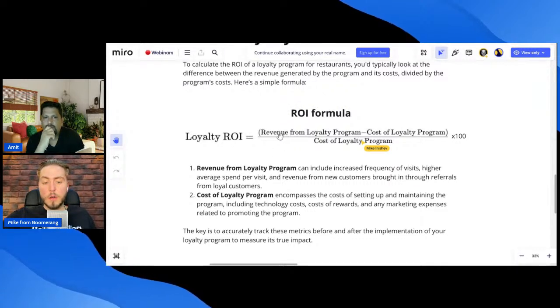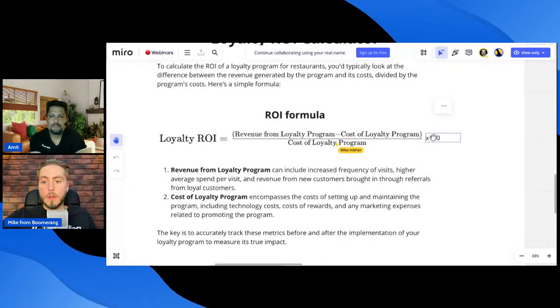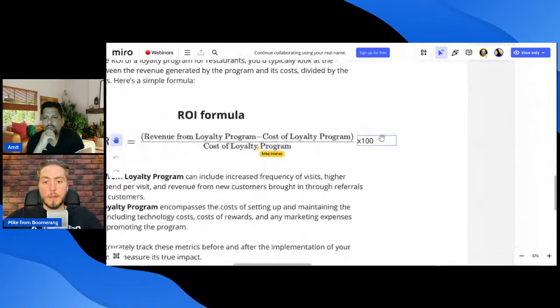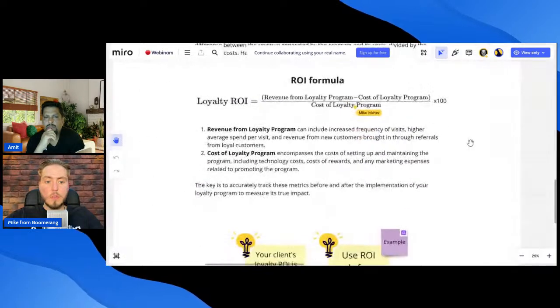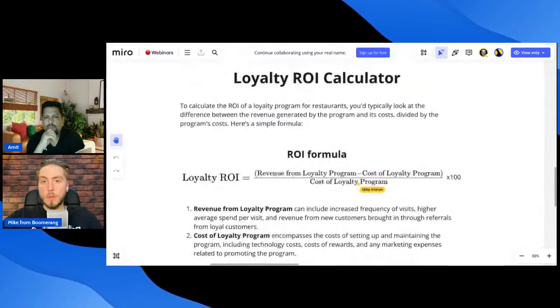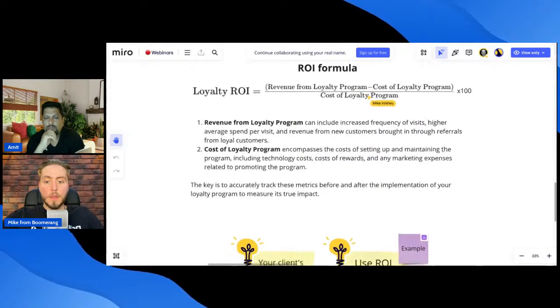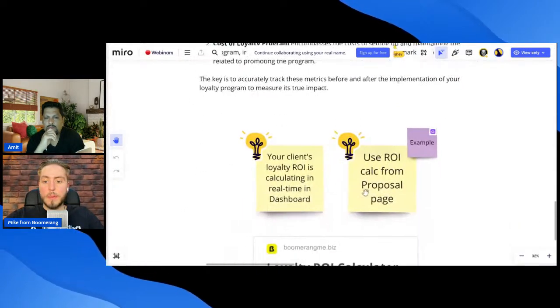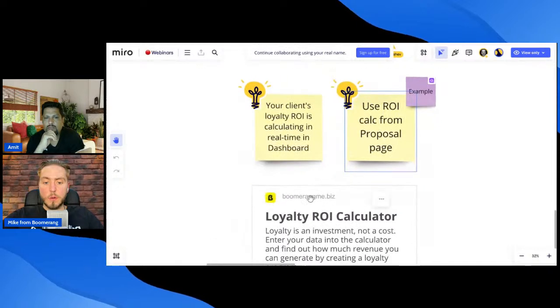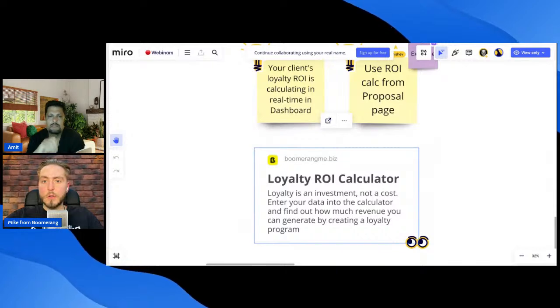You need to get your revenue minus cost, divide by the cost, and multiply by 100%. This is all the calculation that you need to do, and it's really simple to calculate your loyalty program. Next thing, we already prepared the ROI calculator on our website, and here is the link. You could find this link and check it on our website.